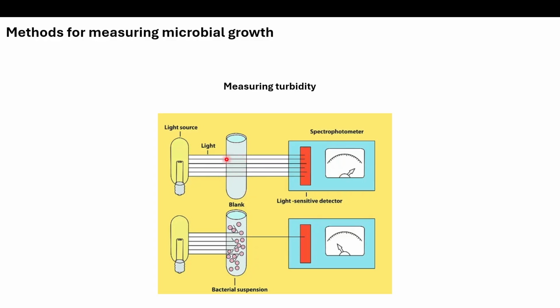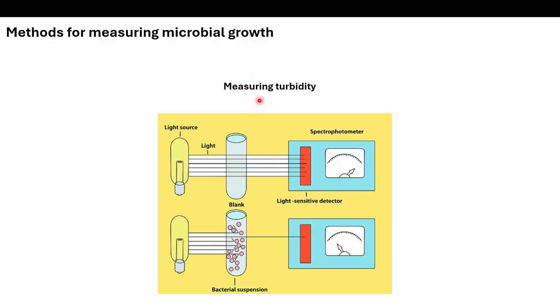But if there are some cells inside, those cells will actually hinder the passage of light through the medium. So the amount of light passing through this particular medium, if there are bacterial cells suspended all over the culture medium, will be less. The detector will detect less light, and so it will give a corresponding reading.